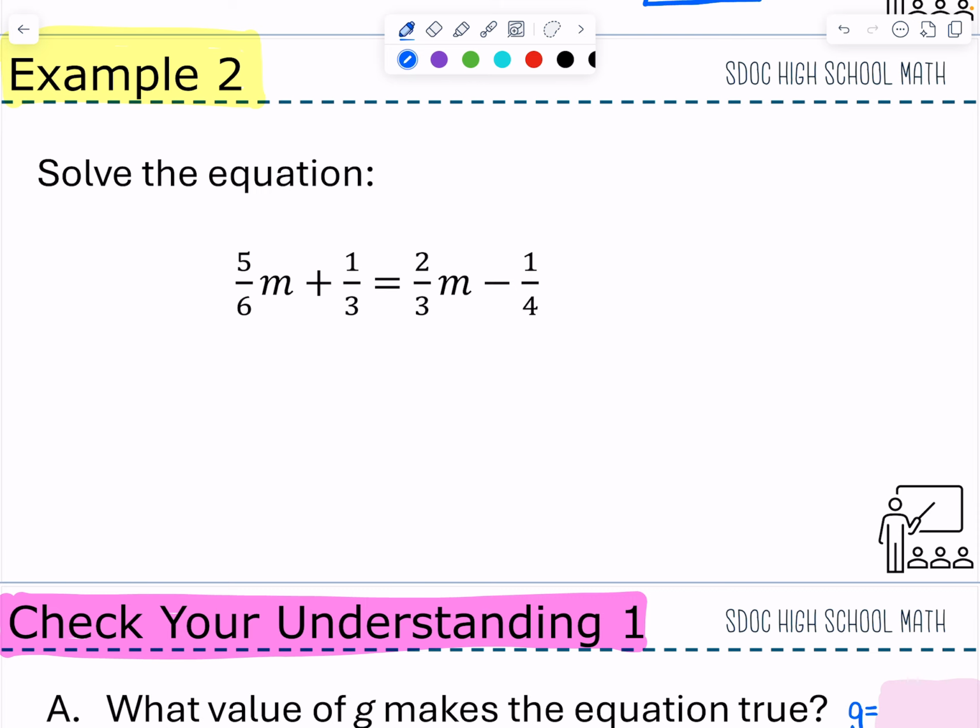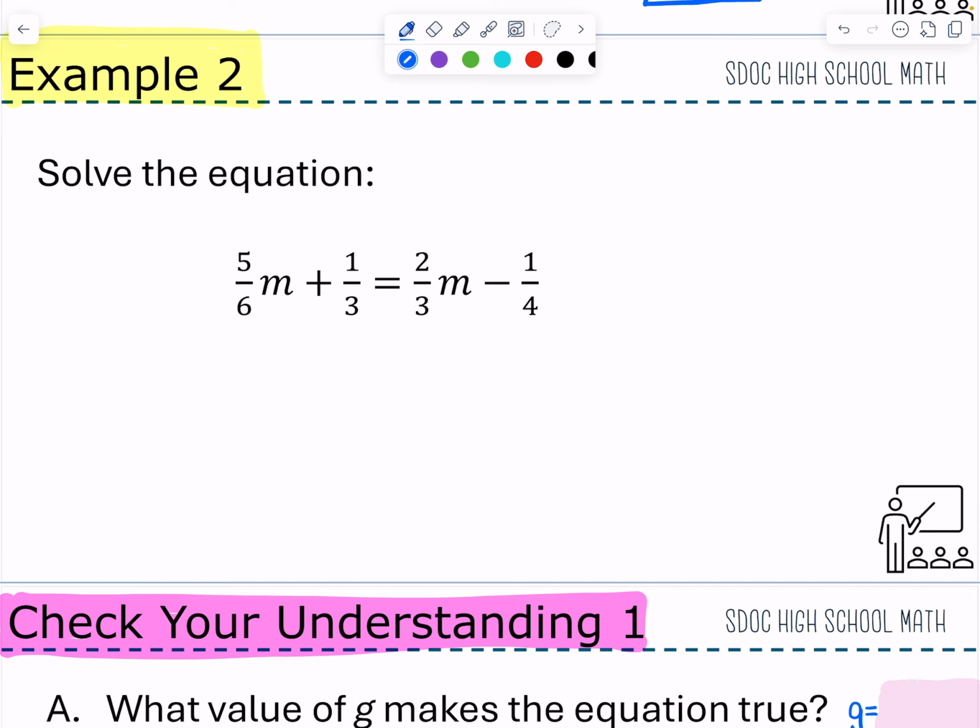Okay, in class we have calculators that multiply fractions, add fractions, subtract fractions, all that with fractions. But here, we don't have a calculator with us, or at least not all of us do. So in order to get rid of the fraction, we practice multiplying by the denominator.